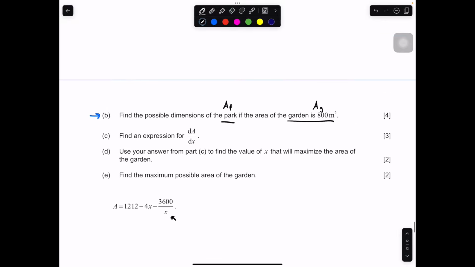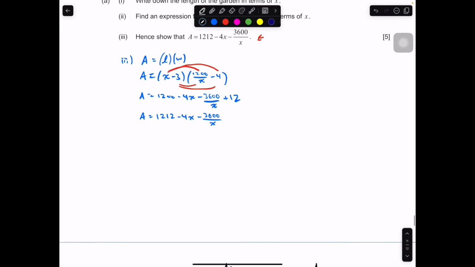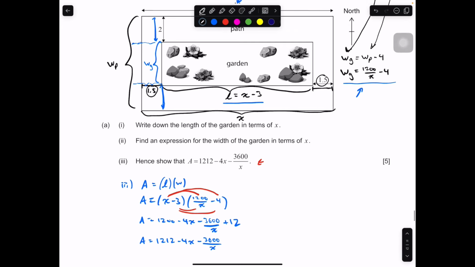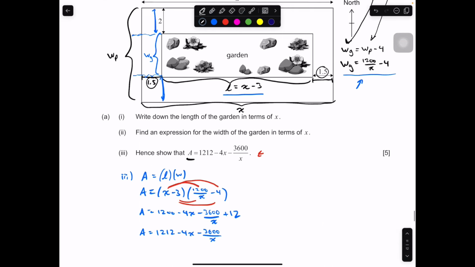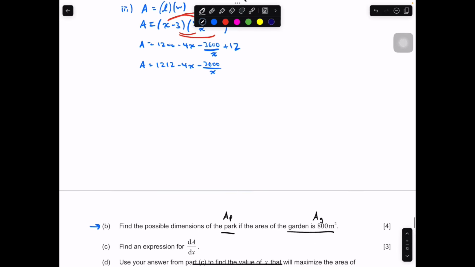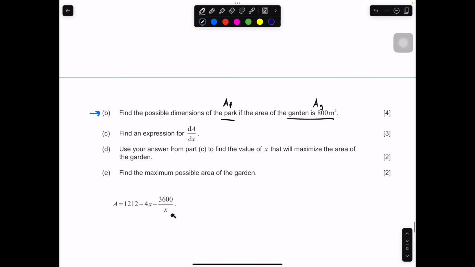Is that all they're asking? Find the possible dimensions of the park if the area of the garden... Show that A refers to a rectangular garden. This is the area of the garden. The rectangular garden is given by A. This is an equation relating A as a function of x. Find the possible dimensions of the park. Okay, so let's substitute 800 into here.